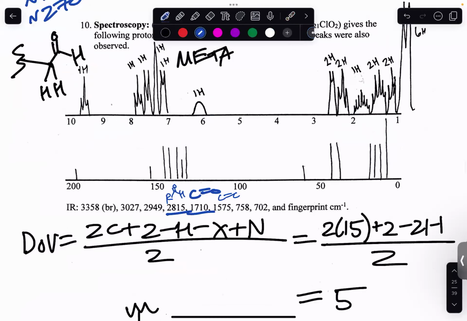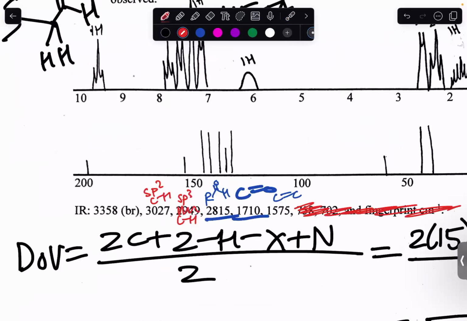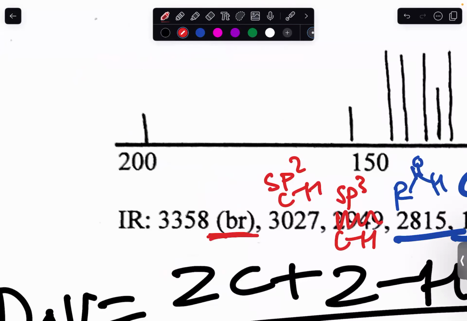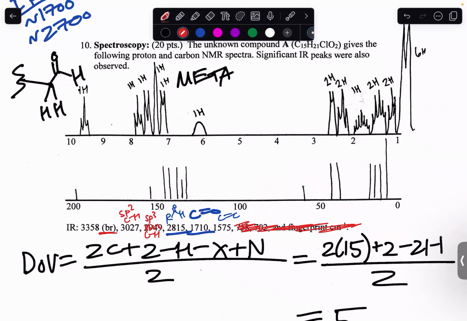And then I'm going to ignore everything else, fingerprint. This is the regular sp3 carbon hydrogen, so we could basically ignore that as well. And then this one could be the sp2 carbon hydrogen, which is the benzene hydrogens. And we do have a broad peak at 3300, which represents what functional group, especially when we see this broad peak as well with an oxygen? OH, alcohol, right? So we do know that we have an alcohol as well somewhere in the molecule.